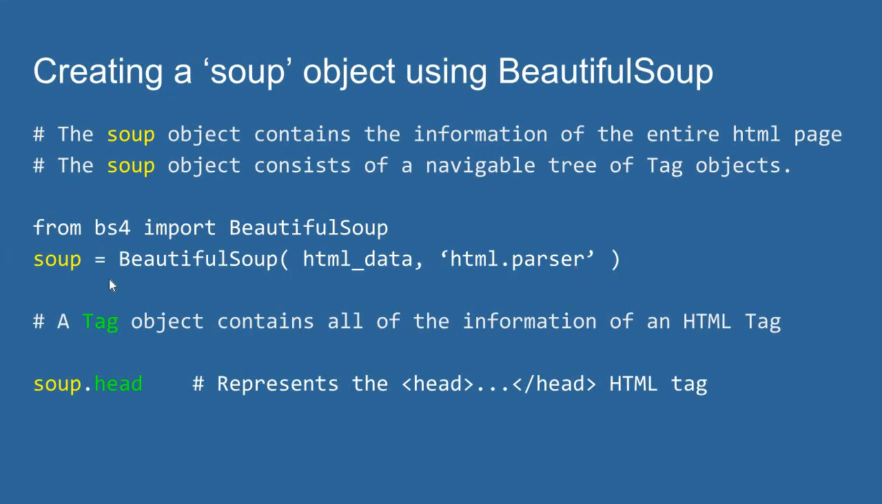Now this soup object is going to contain an entire tree of tag objects. So what is a tag object? Well, a tag object is an object in Python that contains all of the information that's contained inside an HTML tag. So for example, soup.head would represent the head HTML tag and all the information inside that. And we will see some examples in this video.